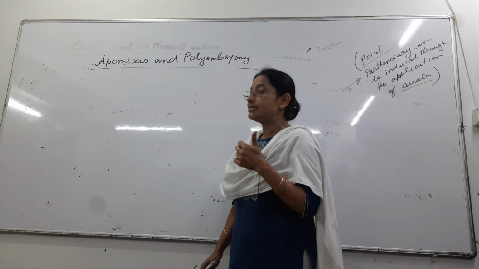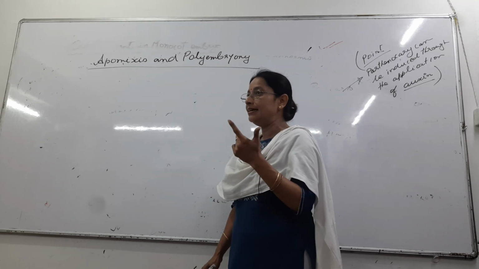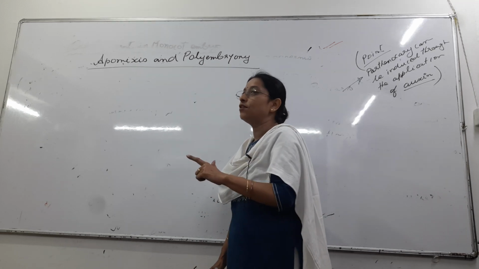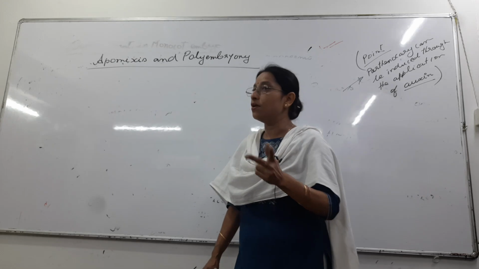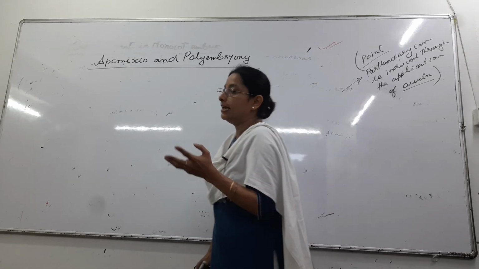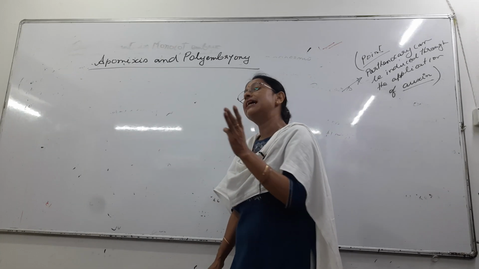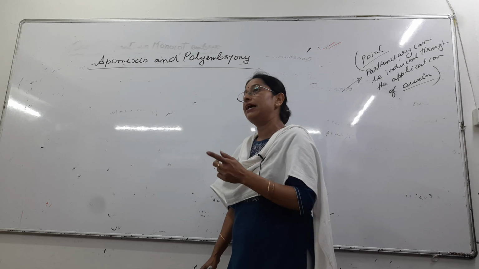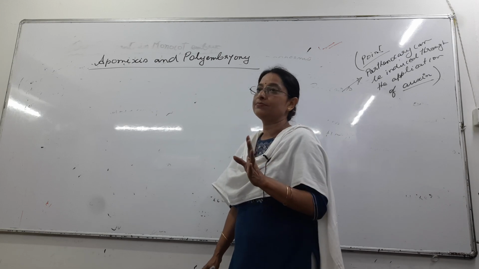First, we said it's a type of asexual reproduction. Second, it is asexual reproduction but seeds are formed. Third, clones are formed, right? Fourth, it is considered as the most advanced type that is seen in advanced plants. Obviously we are talking about monocots, right?